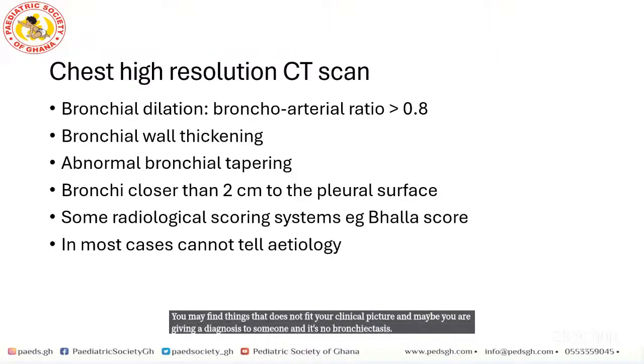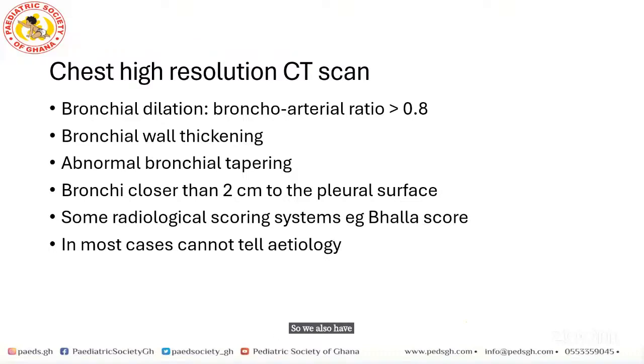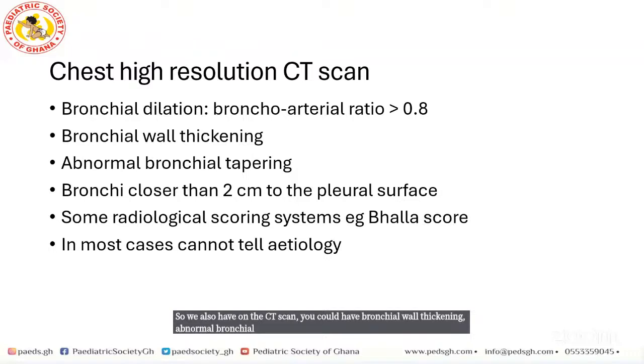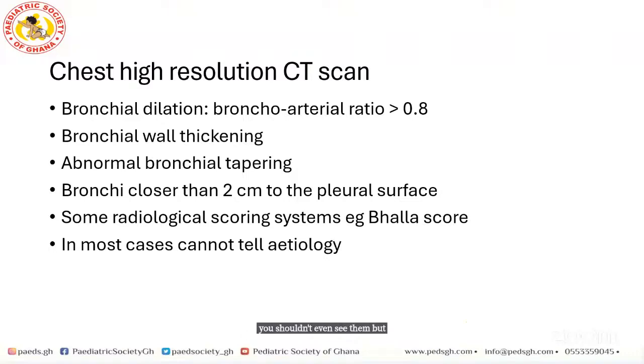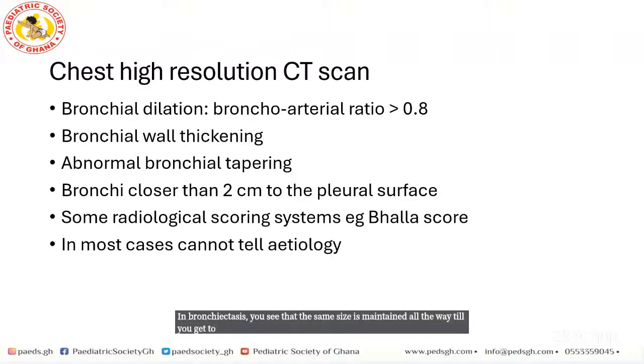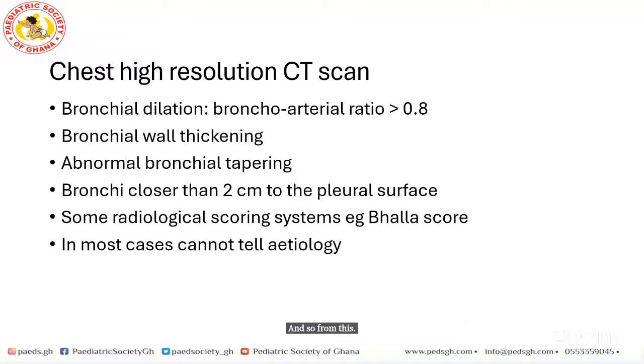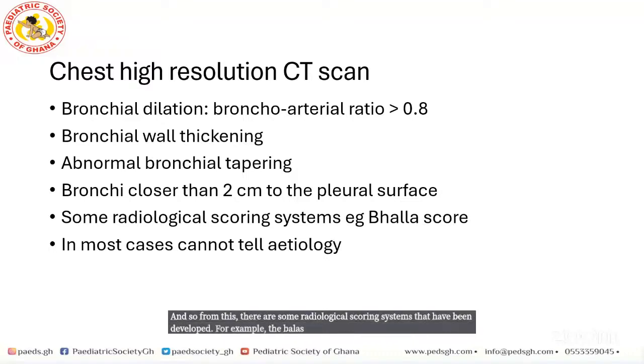bronchiectasis. So we also have on the CT scan, you could have bronchial wall thickening, abnormal bronchial tapering. As the bronchi are coming close to the pleura, you shouldn't even see them, but in bronchiectasis, you see that the same ratio is, the same size is maintained all the way till you get to the pleura. That's an abnormal bronchial tapering. The bronchi should not be at the pleural surface. And so from these, there are some radiological scoring systems that have been developed, as, for example, the BALA score that you can use for the diagnosis.